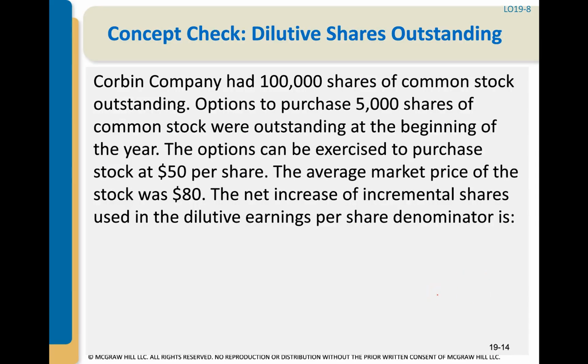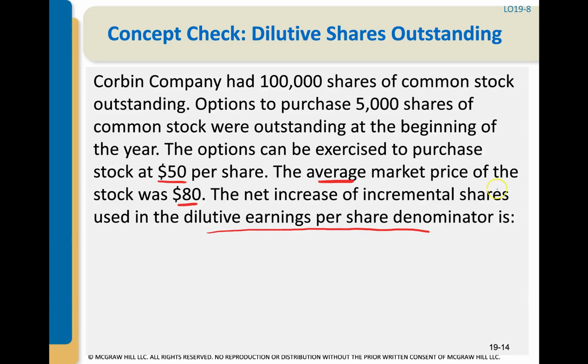Let's do a concept check. Corbin Company had 100,000 shares of common stock outstanding. Options to purchase 5,000 shares of common stock were outstanding at the beginning of the year. The options can be exercised to purchase stock at $50 per share. So that means that's our exercise price because they can buy stock in the future at this price. The average market price of the stock was $80. And the question is the net increase of incremental shares used in the dilutive earnings per share denominator is what?